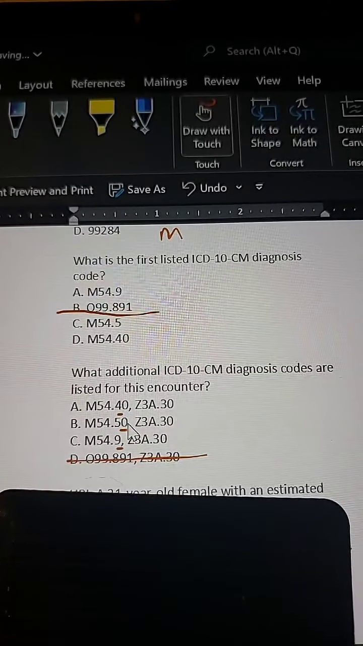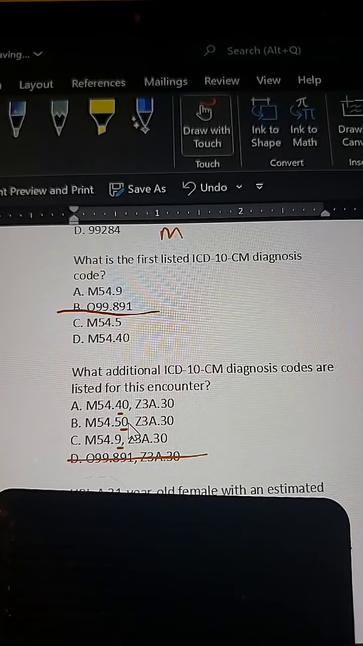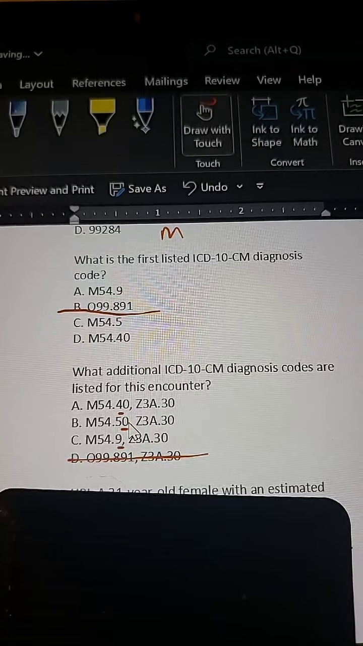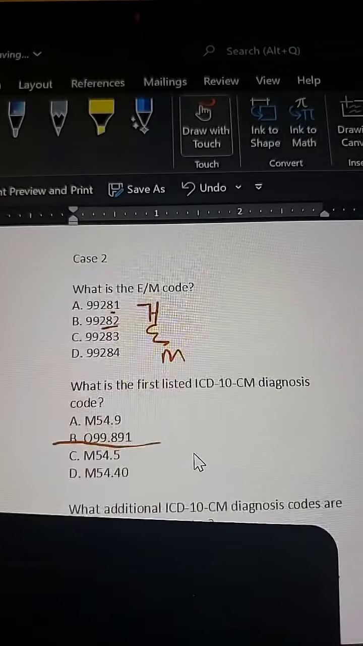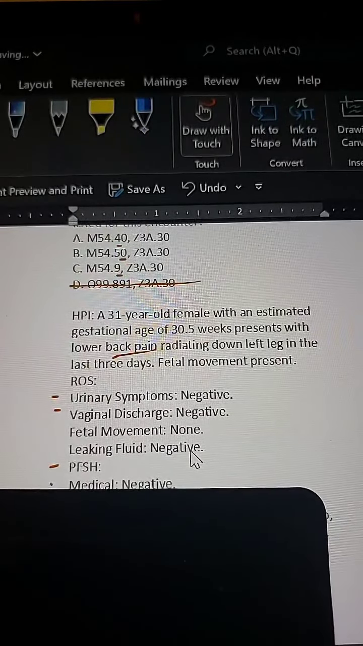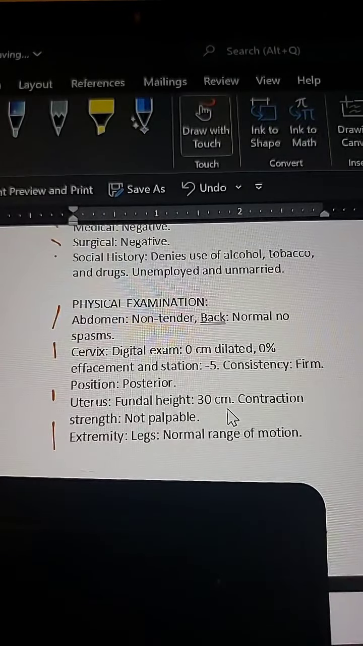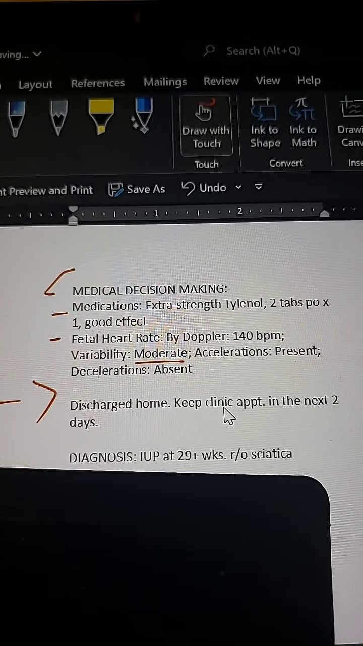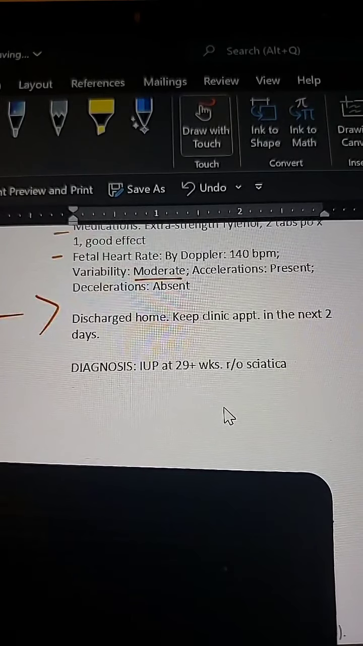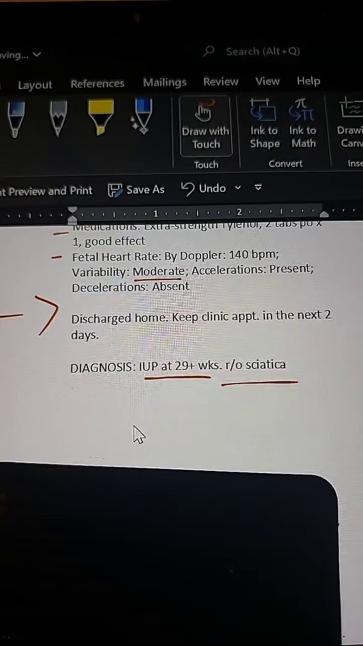54. 50 is low back pain unspecified. Our 40 is lumbago with sciatica unspecified. Are we giving her sciatica? Rule out sciatica. Intrauterine pregnancy, 29 weeks.